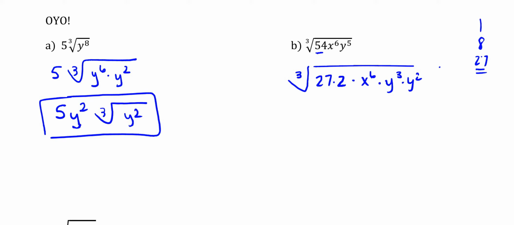Then we're going to take the cube root of anything that is a perfect cube. Cube root of 27 is 3. Cube root of x to the 6th is x squared. The cube root of y to the 3rd is just y. And then we have the cube root of 2 left and y squared left.